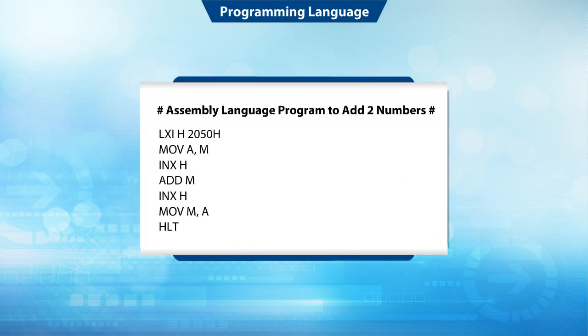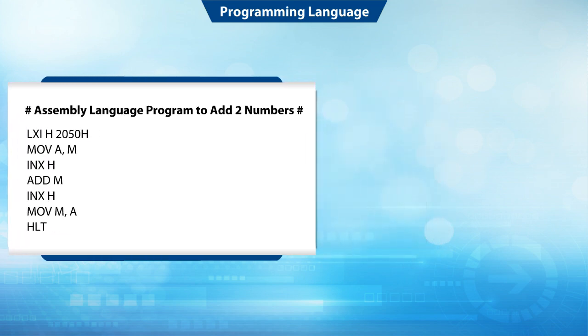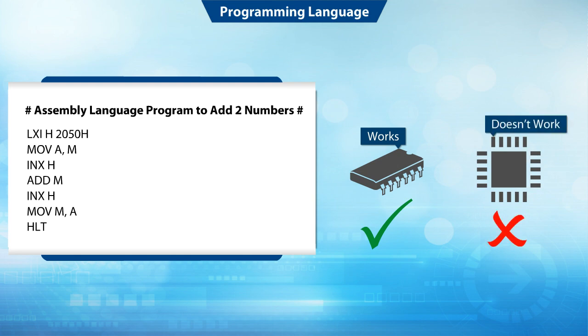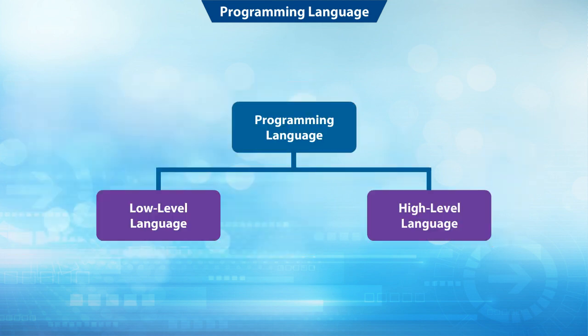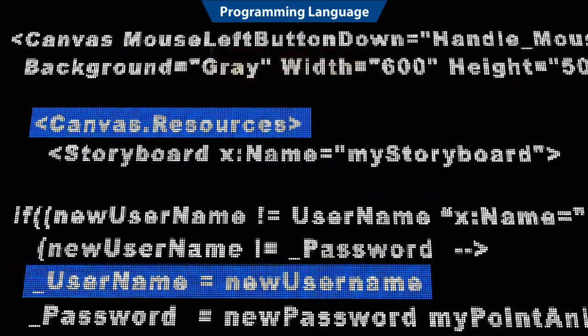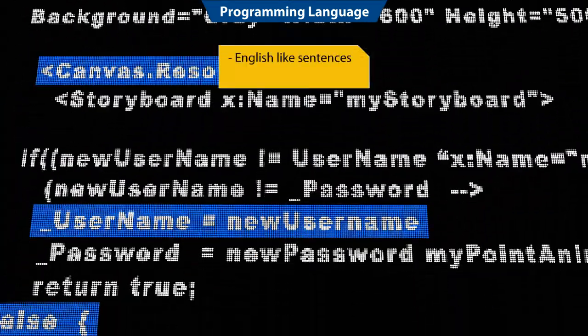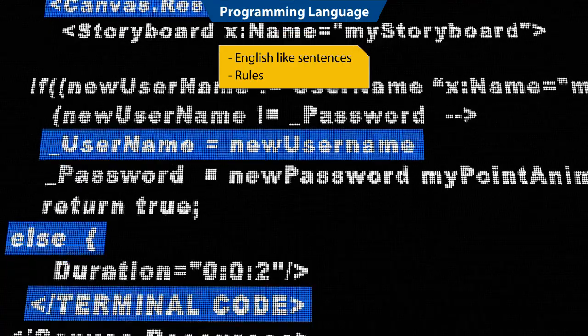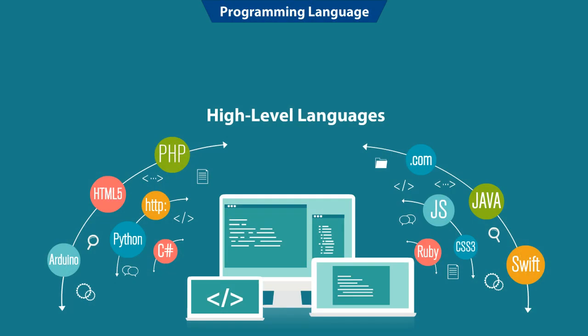Assembly language uses English words and symbols to write instructions. Being machine-dependent, the code of one processor cannot be used for another. This difficulty is overcome by high-level language, which is machine-independent. These high-level languages use English-like sentences and some rules for coding. Some commonly used high-level languages are C#, Java, and Python.